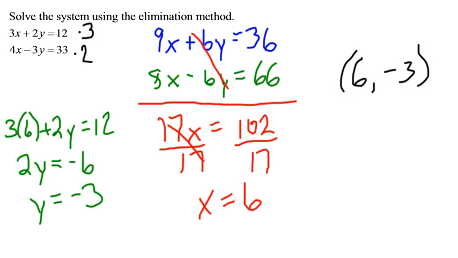Okay, we should check. Plug in 6 into each of those, and negative 3, make sure we get something that is true. Well, 3 times 6 is 18. 18 minus 6 would be 12, so the first equation works. 4 times 6 is 24. 24 plus 9 would be 33. So that solution works in both equations, so that means it is a solution to the system.